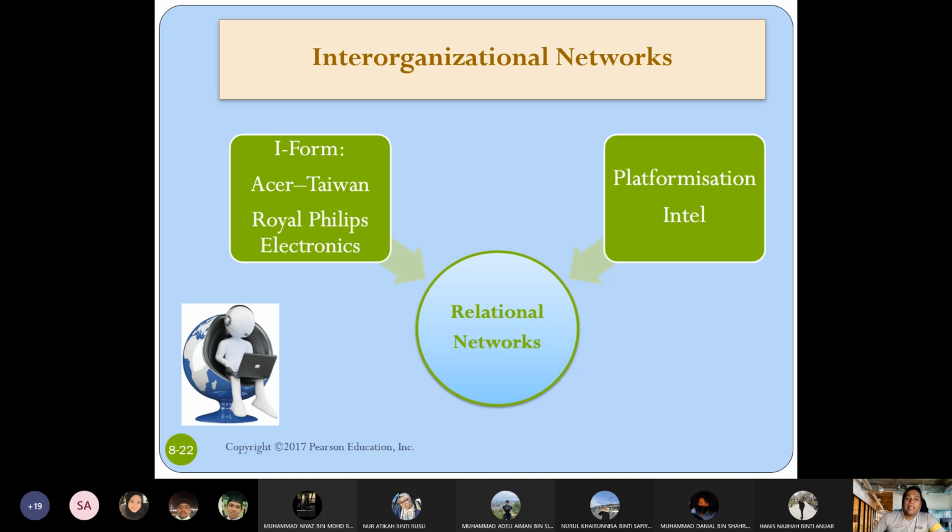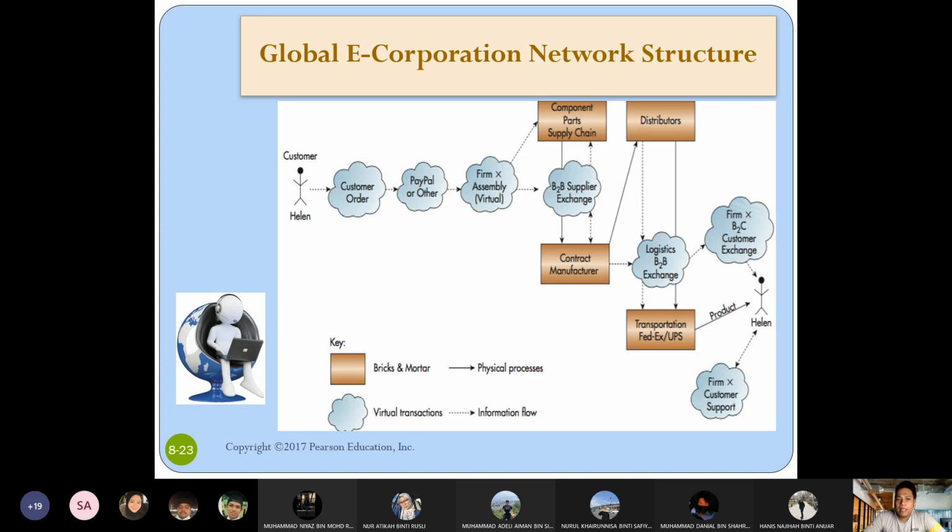All right. The next one is the global e-corporation, or electronic corporation network structure. In this case, they give the example of the customer. The customer name is Helen. Helen, the customer, orders the products from that organization, maybe through an application or website, and then they use PayPal or other online banking, the e-commerce platform.